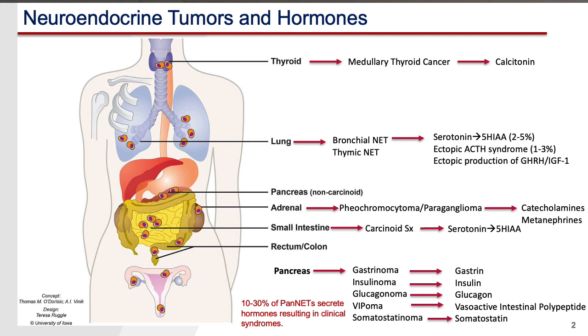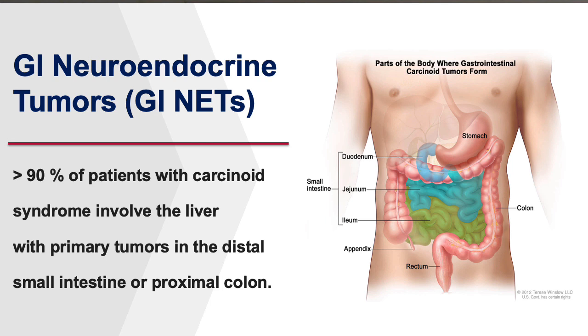And we're going to focus mainly on the small bowel, which is the most common site known to produce an excess of serotonin, causing carcinoid syndrome, and that's what we're going to talk about mainly in this session. Now, in terms of the GI neuroendocrine tumors, earlier we discussed what carcinoid syndrome was and what the symptoms associated with it are. What it says here is that more than 90% of patients with carcinoid syndrome have liver involvement, with primary tumors either in the distal small intestine or proximal colon.